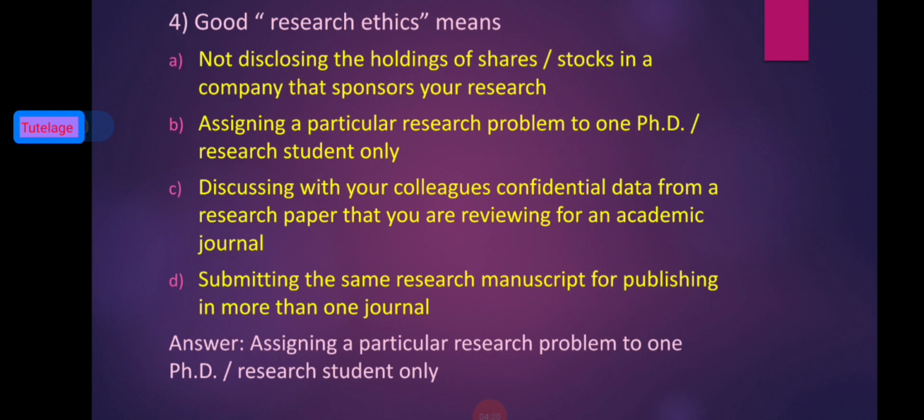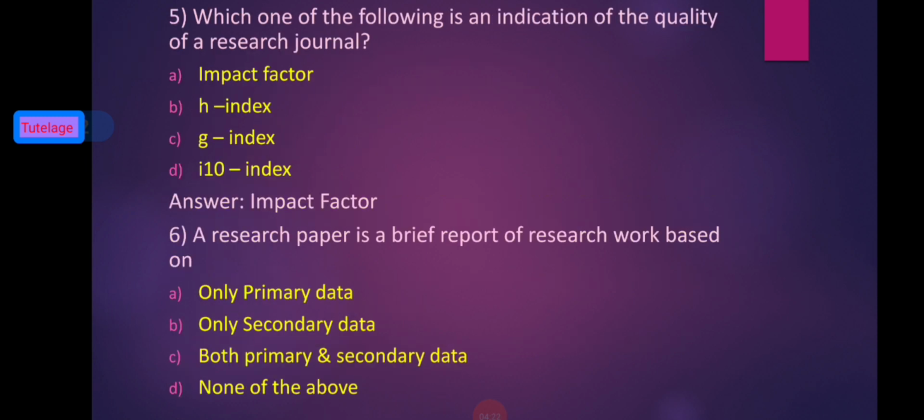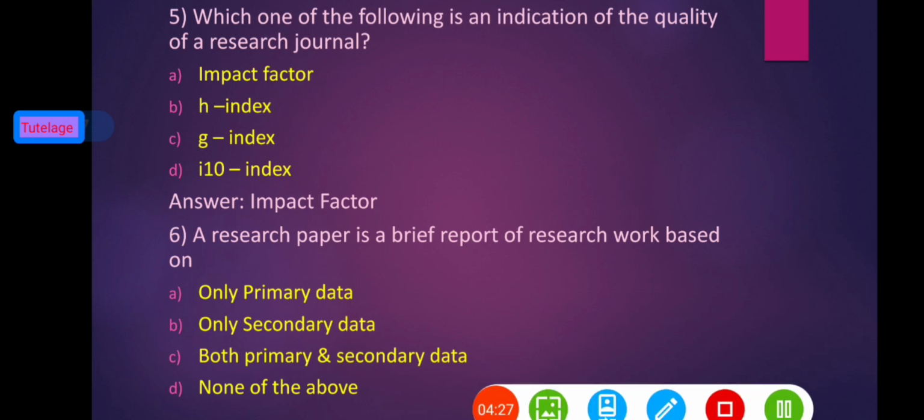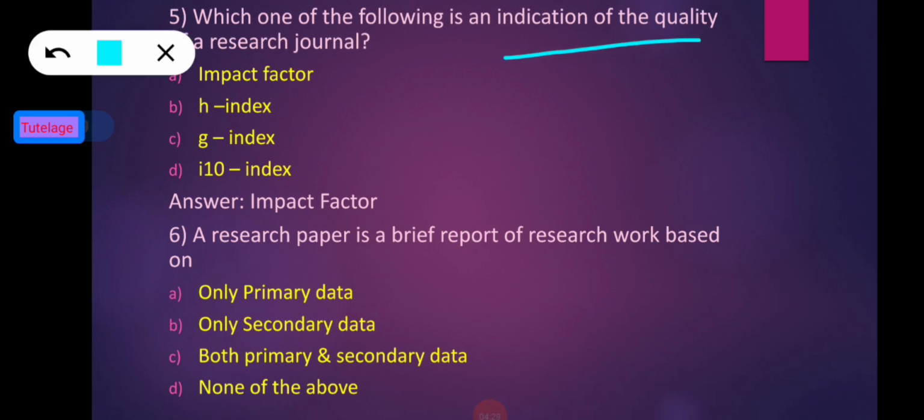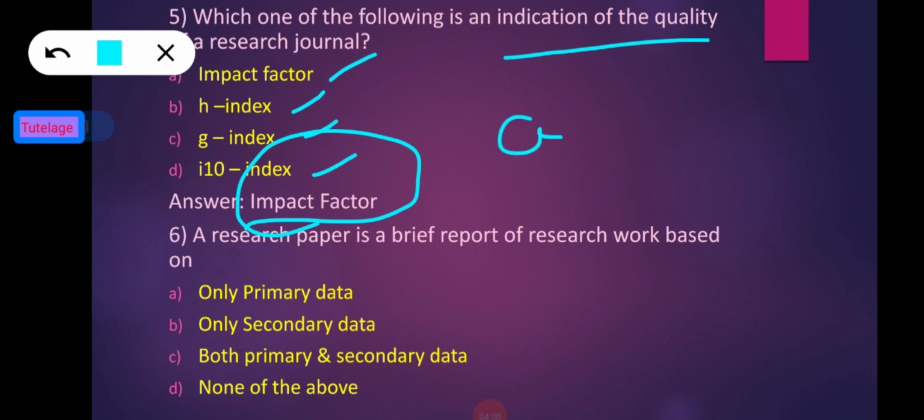So now move on to the next question. Here we can see the fifth question of the session, that is, which one of the following is an indication of the quality of a research journal. What thing indicates the quality of the research journal? There are four options: impact factor, h-index, g-index, and i-10 index. Impact factor indicates the quality of a research journal. So that's why option number A, impact factor, is the correct answer.